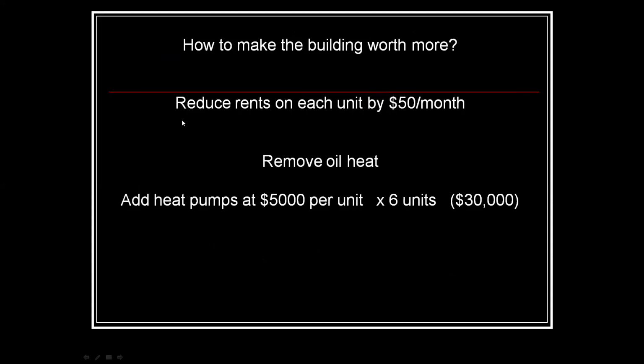So again, we reduced the rents on each unit by $50 a month. We removed the oil heat, and we got an estimate to put in heat pumps at $5,000 per unit times 6, and remove the oil, for $30,000.